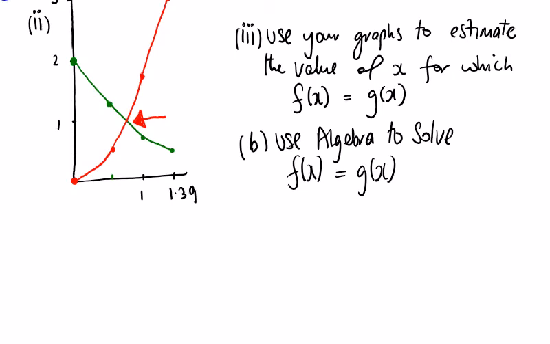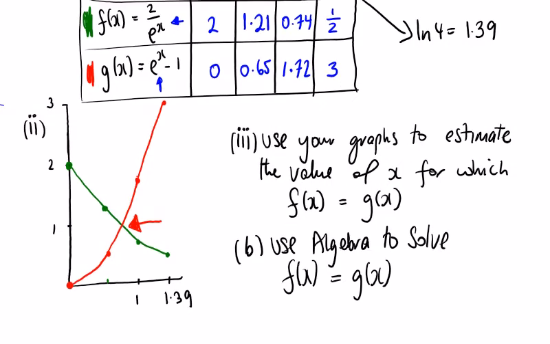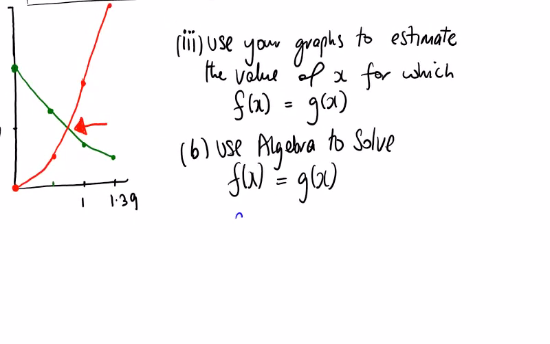So let's use algebra to solve these two. So we have 2 over e to the power of x is equal to e to the power of x minus 1. So cross multiplying, we have e to the power of x by e to the power of x minus e to the power of x equals 2. So I'm going to write minus 2 equals 0. You should be able to jump to that point.